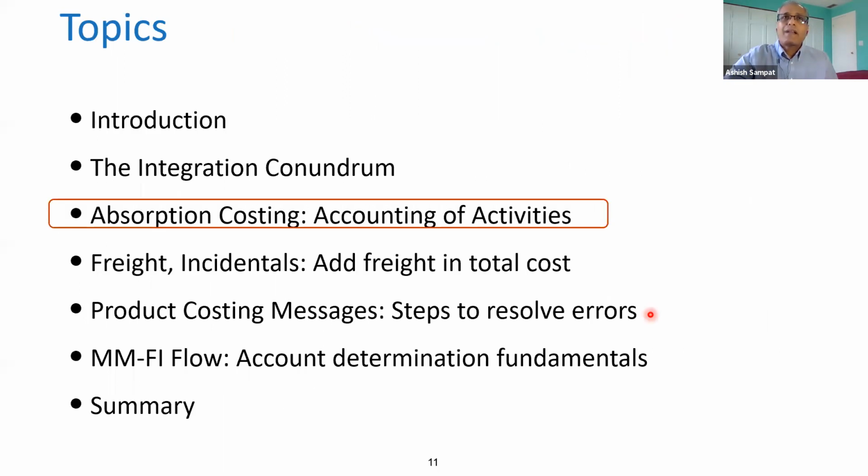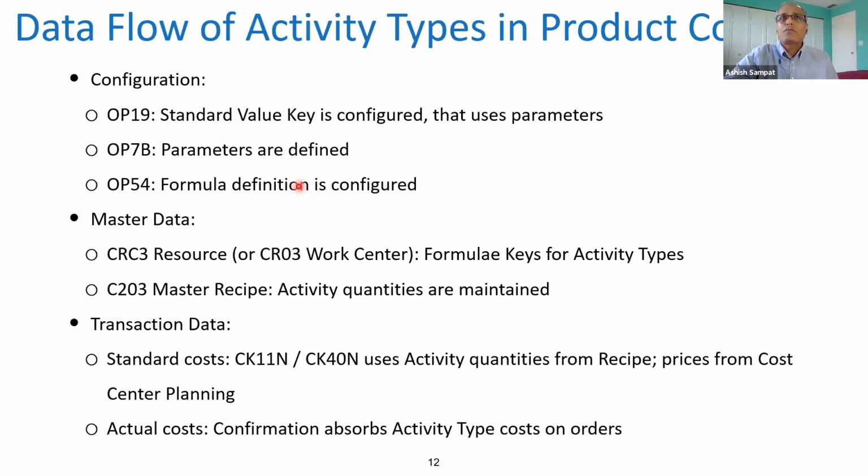So with this background, let's look at an example of an integration touch point between production planning and controlling, and we'll look at accounting for activities. We are going to look at these three main areas: configuration, master data, and transaction data.